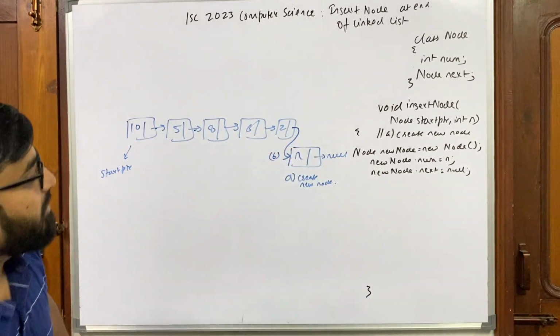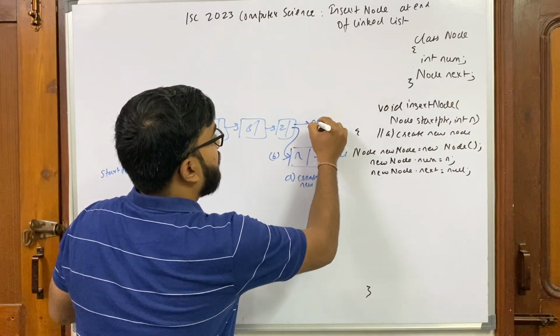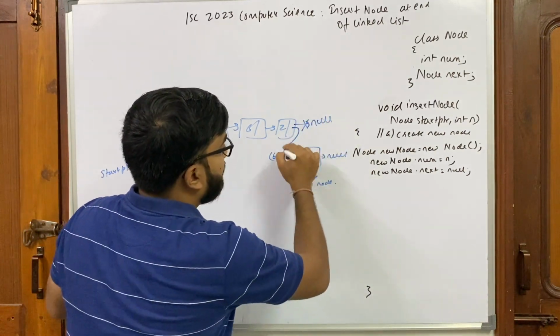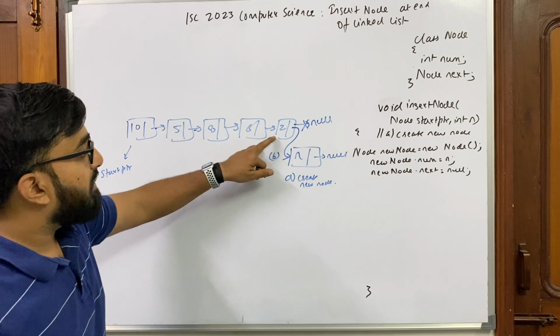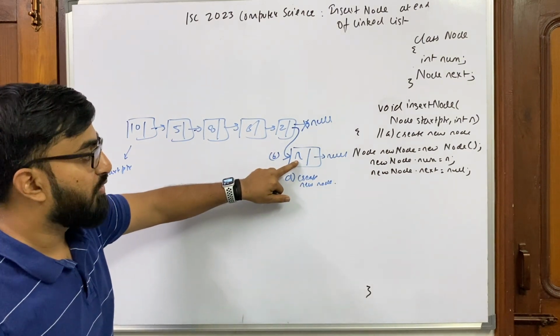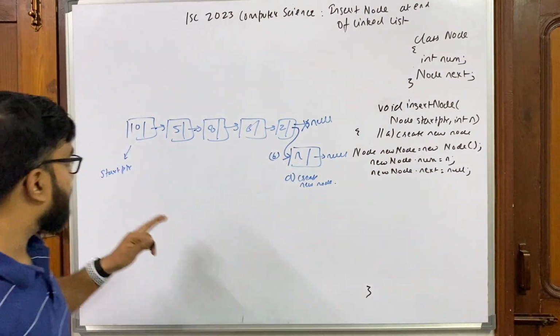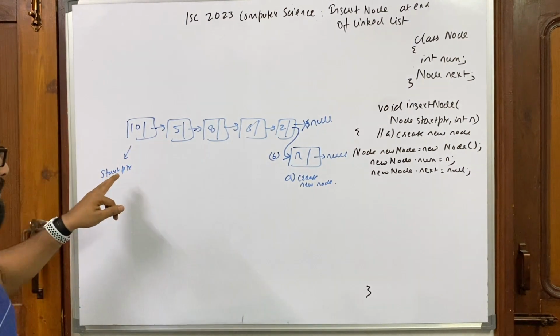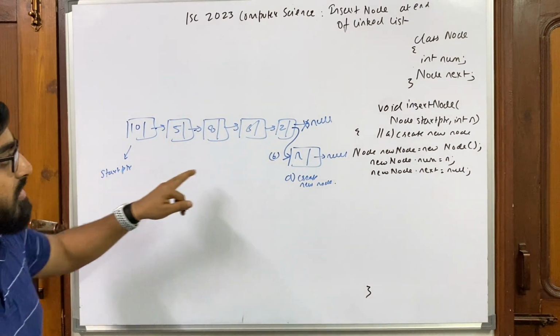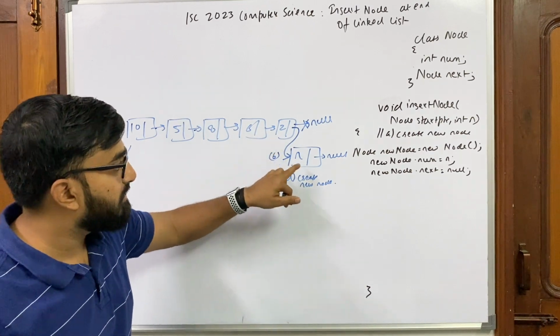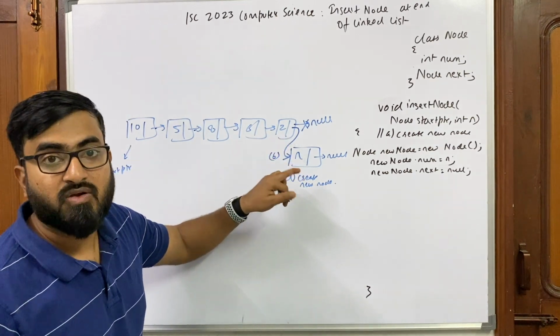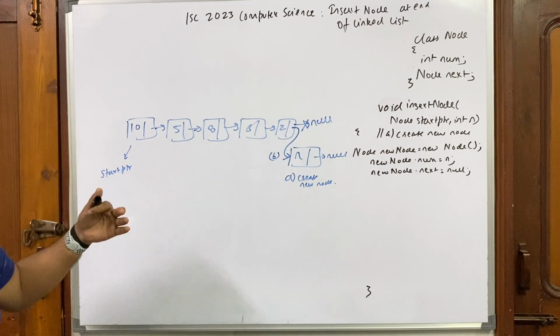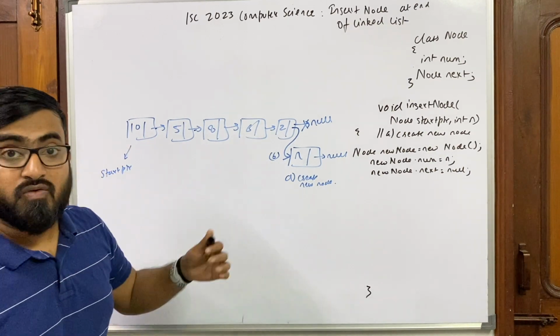Okay, so let me redraw this. This was pointing to null and we cross this and we use this. Then we need to set the next of the last node to this new node. But how do we know the last node? We just have the start pointer. So we have to traverse the list starting from the head, from the start pointer, reach the last node and then connect this to this last node. So now our task is to basically reach the last node. So how do we reach the last node?